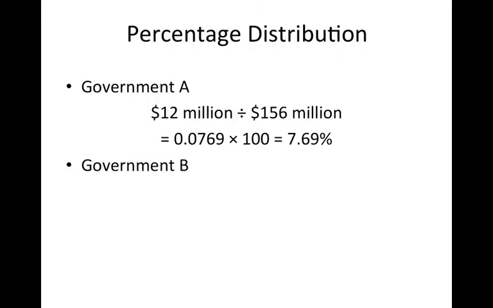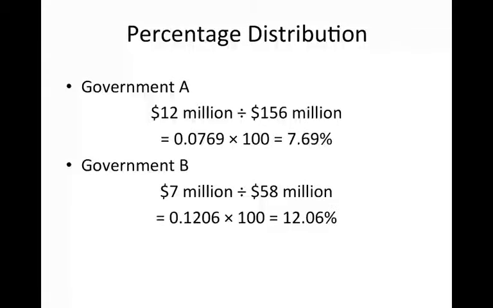Calculate the same ratio for Government B, 7 million divided by 58 million. Well, it's actually a bigger deal for Government B, even though the nominal amount, the 12 million versus the 7 million, made it look smaller. As a percentage of its total revenue, it actually lost more. It lost 12% of its revenue because of this action by the state government. So to answer the question, which government was affected worse, all other things being equal, this percentage distribution suggests that Government B was affected worse.